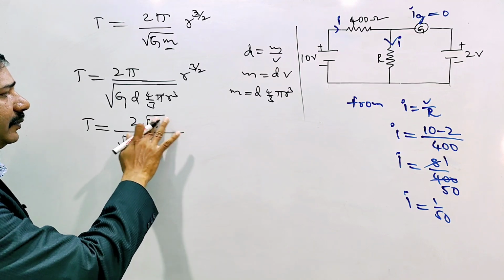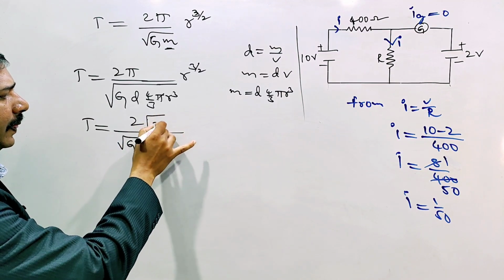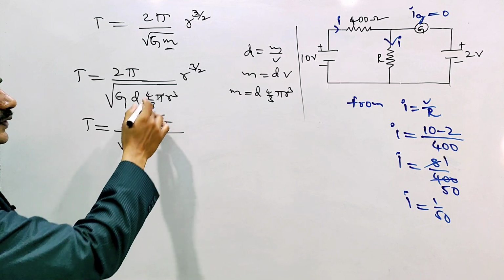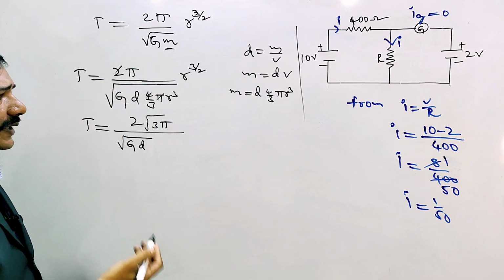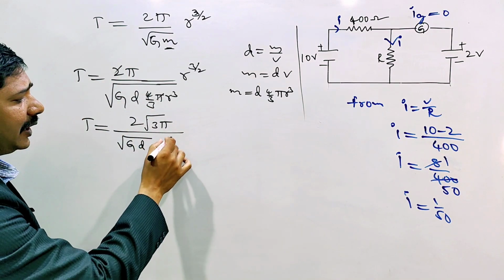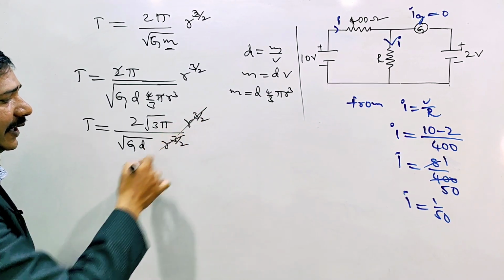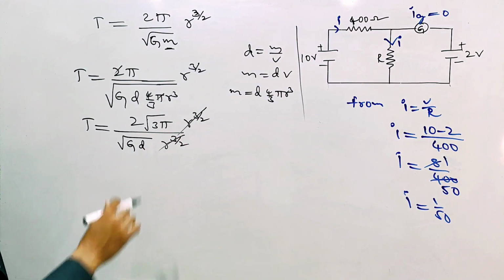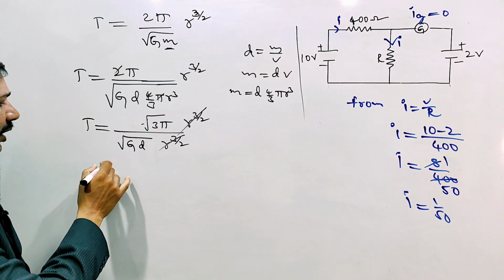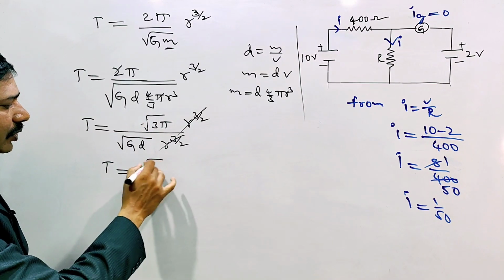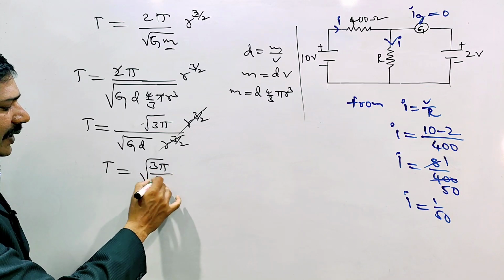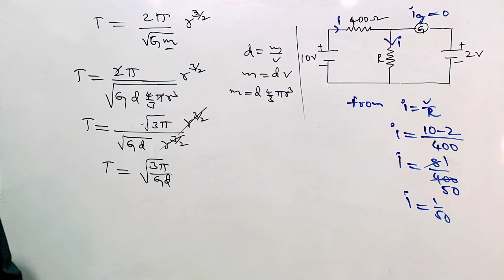So it becomes 3 pi. This 4 and this outside 2 get cancelled, and the r power of outside, 3 by 2, and here also r power of 3 by 2 is there, gets cancelled. So these two are already cancelled. So total, T equal to under root 3 pi by gd. What they are asking is the 3 pi by gd value.